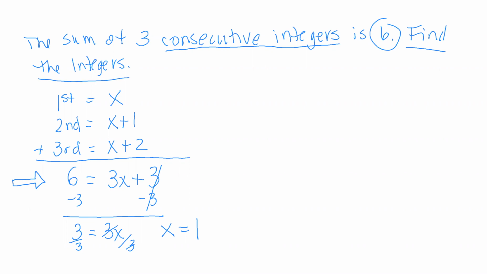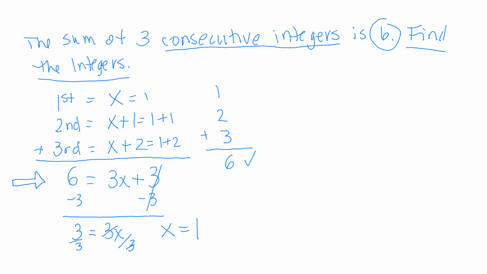Find the integers. Well, my first integer, x, is just 1. My second integer is x plus 1, or 1 plus 1. My third integer is x plus 2, or 1 plus 2. I need to make sure these 3 integers add up to the sum that we were given of 6. Well, 3 plus 2 is 5, plus 1 is 6. Everything checks out. So now I need to formally state my answer.